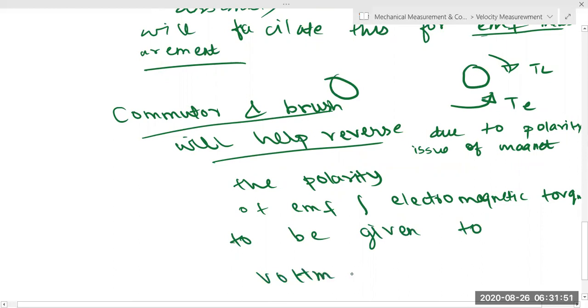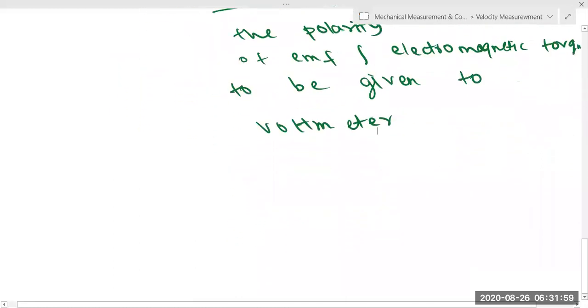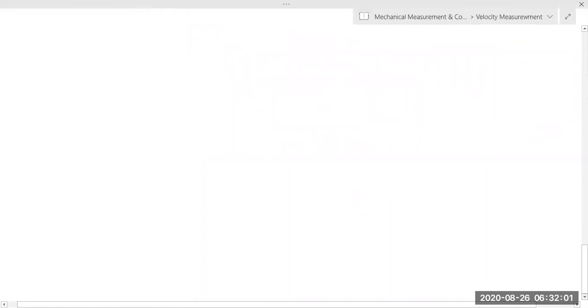Now, I have already told you there is a rheostat which is used to vary the resistance. If the resistance is low, you can increase the resistance of the system. If the resistance is high, you can decrease it. That is the basic function of the rheostat. Now, one more thing, this voltmeter will measure this value, and this will help us know the EMF induced, or you can even say electromagnetic torque induced into the system without the effect of polarity.